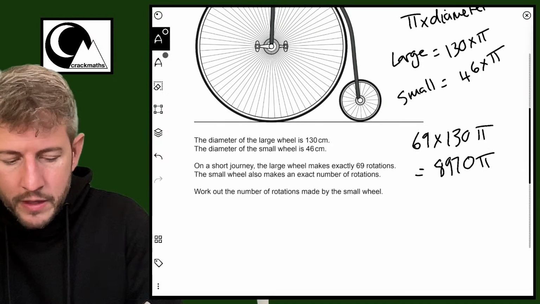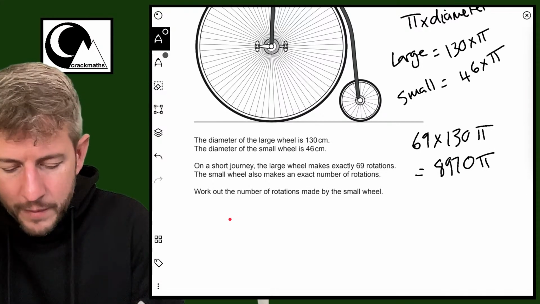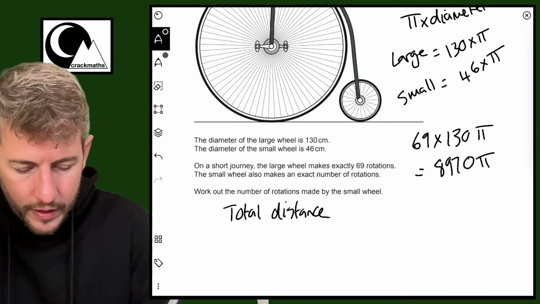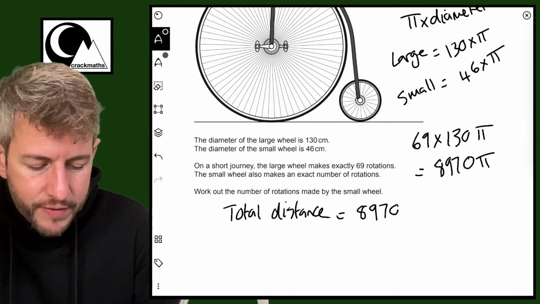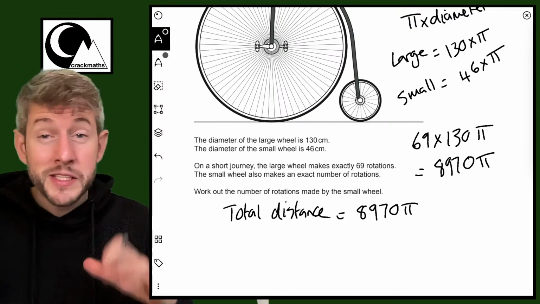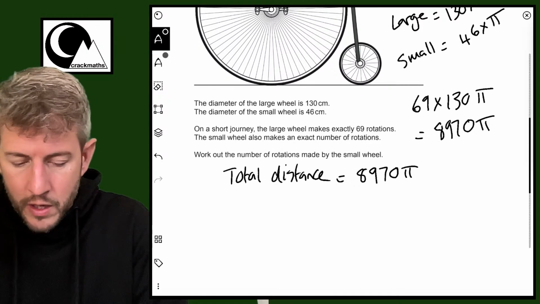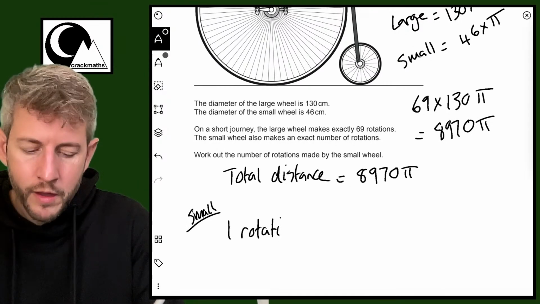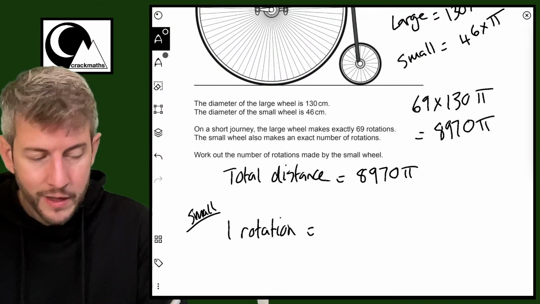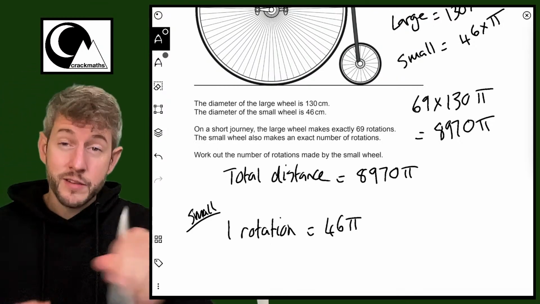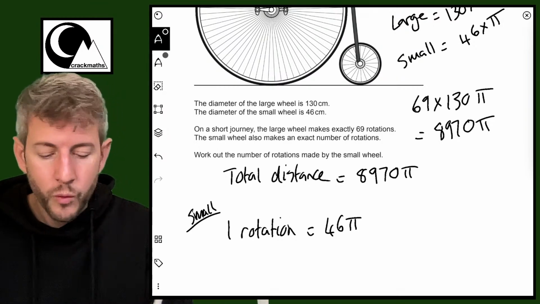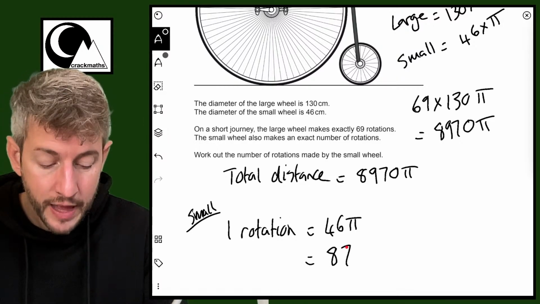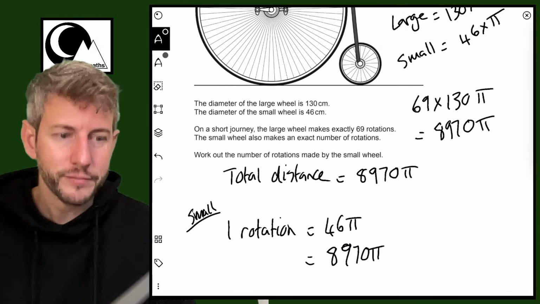So we know that the total distance equals 8,970 pi. Now let's look at the small circle. One rotation of the small circle is 46 pi, because that's the circumference of that small circle. So we want to find out how many rotations take us up to 8,970 pi.